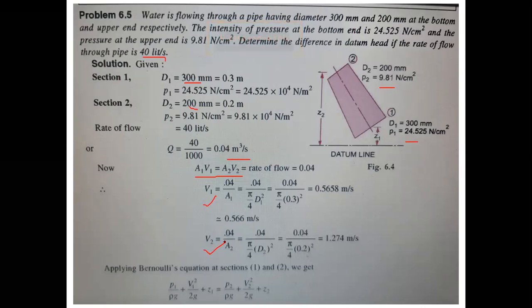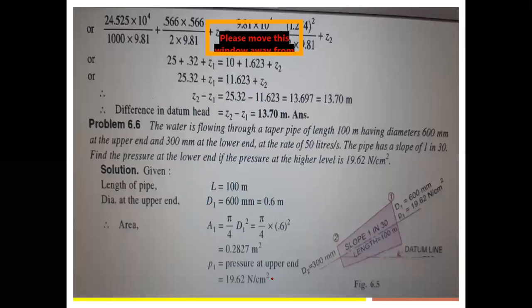V1, D1, P1. Now applying the Bernoulli's equation for 1 and 2: pressure energy plus kinetic energy plus datum energy at 1 is equal to pressure energy plus kinetic energy plus datum energy at 2. So what do we have to find from this? You have to find Z1 and Z2. Now substituting those values directly here. So Z1, Z2. Substituting, we are getting the values like this.